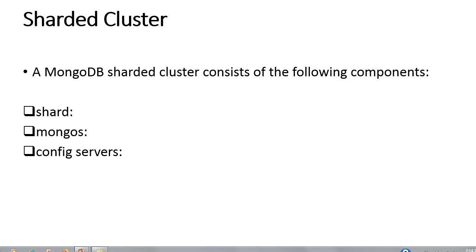So you can see in the graphical representation the router, the MongoS, and the shard, that is the replica set available here.